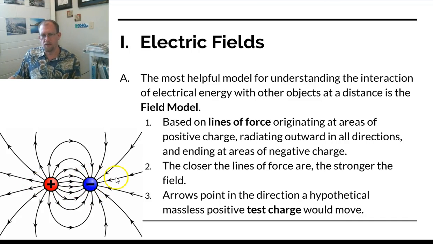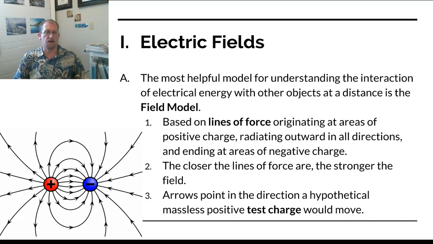The further you pull these two apart, the more lines you'll see bending here to make that pathway happen. And if they're so far apart that they can't sense each other, then those lines are going to jump to some other source of negative charge and end there. So field lines always start at positive, end at negative, and they're curvy, okay? And they leave radially in all directions from a source of positive charge.